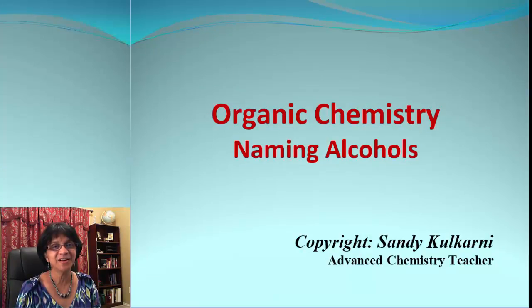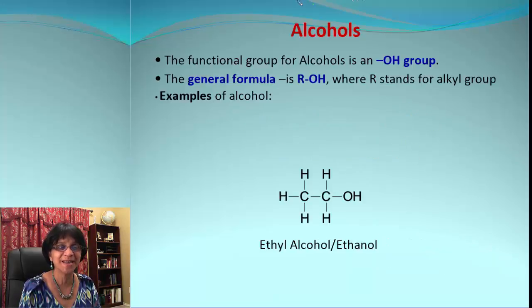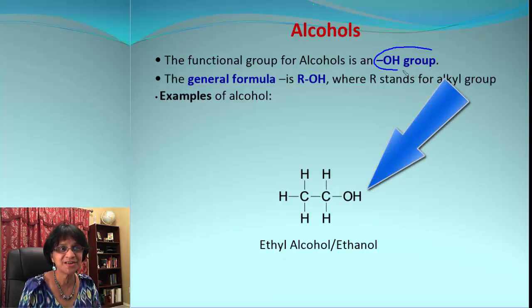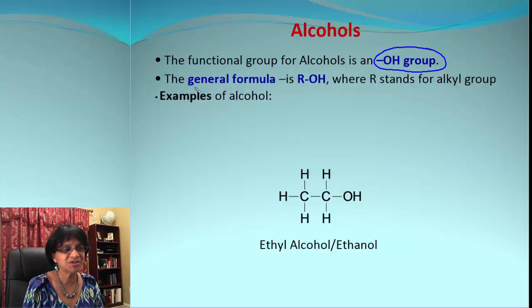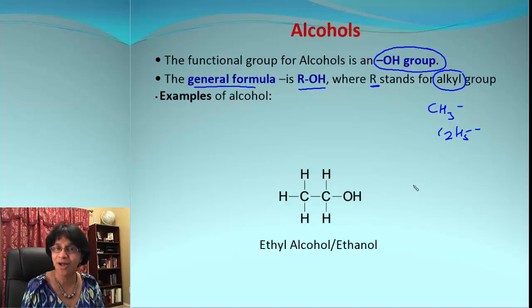So are you guys ready to learn how to name alcohols in organic chemistry? Well, let's begin. First of all, how do we know a compound is an alcohol? The compound must contain an OH group. And then we always get the general formula as ROH, where what is the meaning of R? R stands for an alkyl group like methyl group, or it could be ethyl group, and so on.